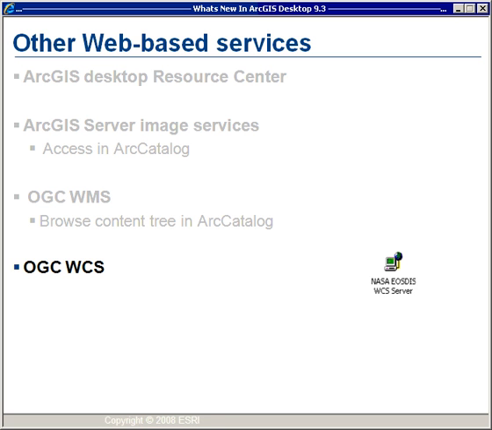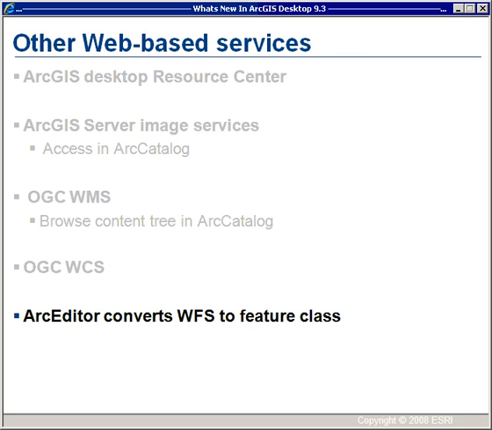OGC WCS data sources, these are coverage data sources or raster data, can also be browsed in the content tree in our catalog and could be another alternative data source that you could add into ArcMap and use. With ArcEditor, you have the ability to convert WFS to feature class. So the WFS source of data can become a new geodatabase feature class with an ArcEditor or above license.